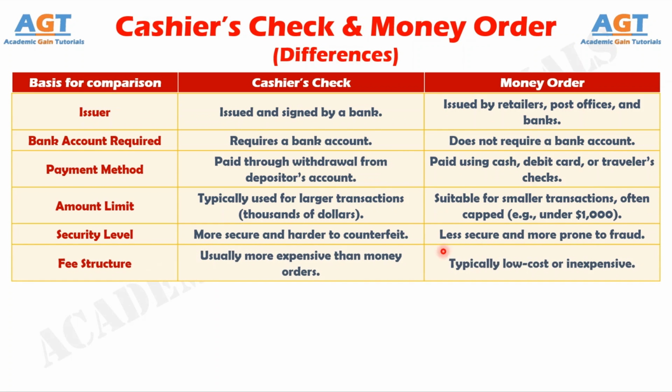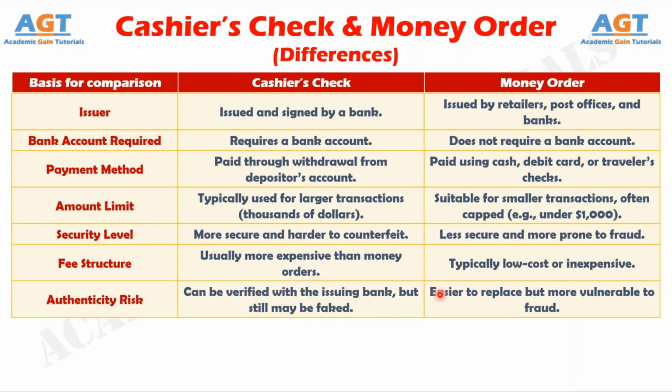Number 6. A cashier's check usually comes with a higher fee, whereas a money order is generally inexpensive and more accessible. Number 7. A cashier's check can be verified with the issuing bank but may still be faked, whereas a money order is easier to counterfeit and verify less reliably.